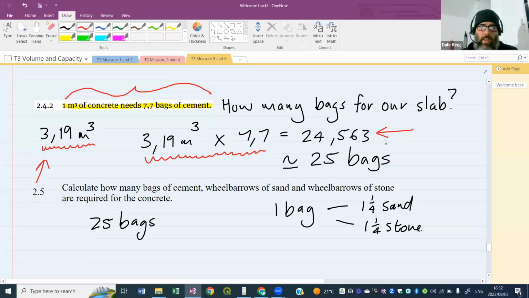But if you go to the shop, you will never be able to buy 0.563 of a bag of cement. If you go to the shop and you tell the person, hey, I need 0.56 of a bag of cement, they're just going to laugh at you. You have to buy whole bags. So we round this up to 25 bags, and then we'll have enough bags for the job.